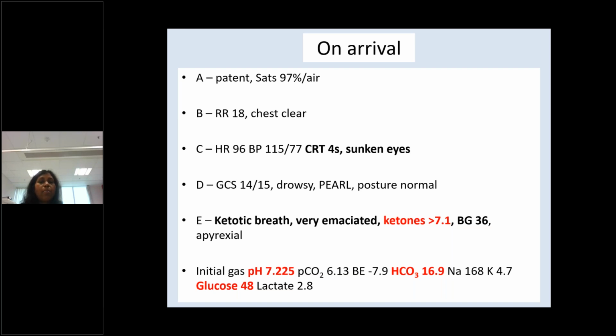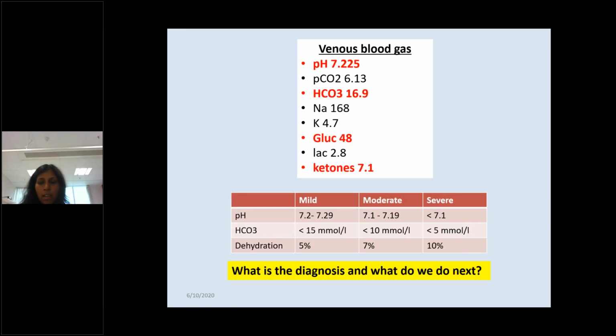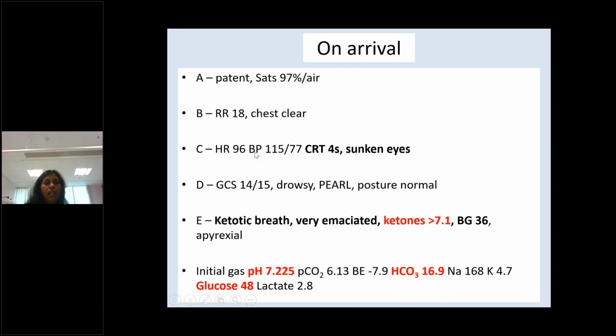And she did have a ketotic breath, and she was very emaciated, no wonder, because she lost around 10 kilos. However, her ketones are more than 7.1. And her blood glucose is 36, and she was apyrexial. And her initial blood gas is pH of 7.225, and the bicarb is 16.9.